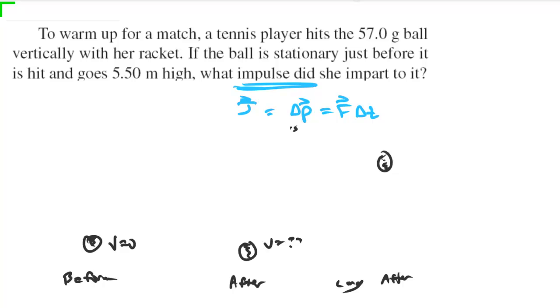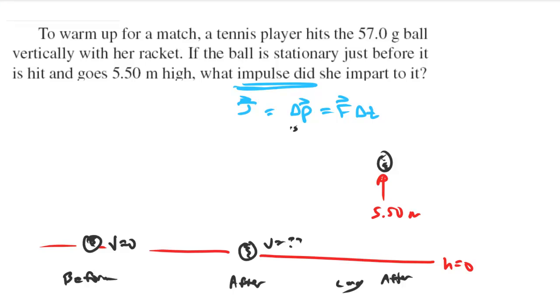And we can then, if we establish a datum across here, so there's some datum here. This is where my height is equal to 0. Then it travels up to a maximum height of 5.5 meters, right? And then it comes to rest, and then the velocity is actually 0 up here when it's at the top as well.